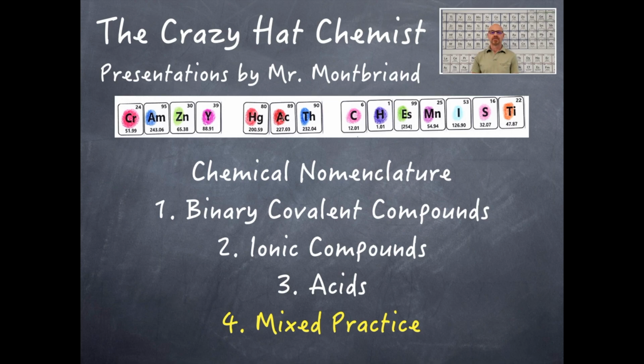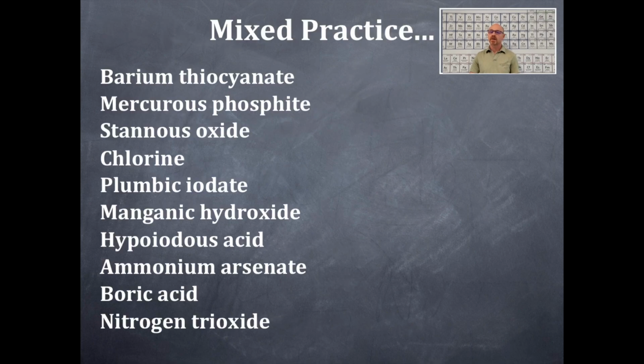So here we go. Mixed practice, we've got barium thiocyanate. So barium and then thiocyanate. We're going to figure out, is that a binary? Is that an ionic compound? Or is that an acid? It's not an acid because it doesn't have acid at the end of it. It doesn't have prefixes, so it's not a binary covalent compound.